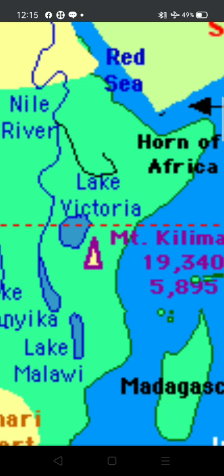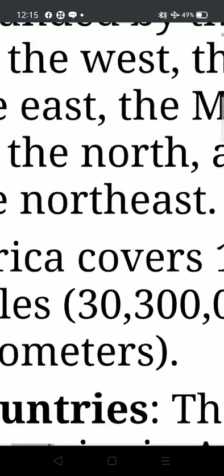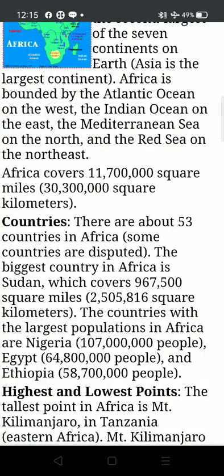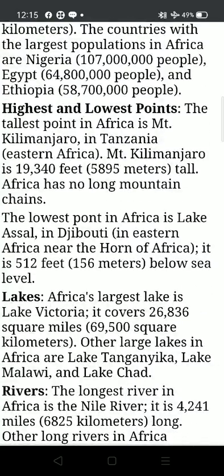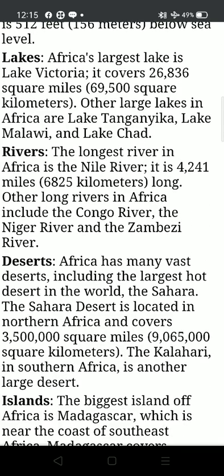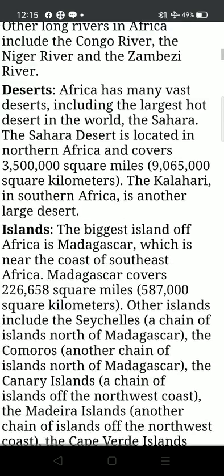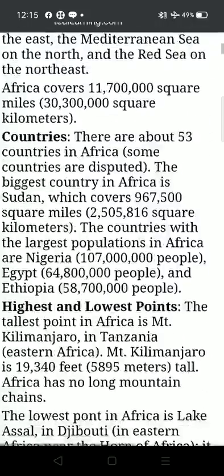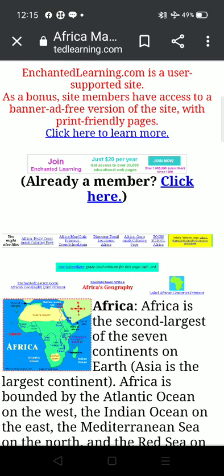Okay, coming to this, deserts and all I told you. The islands, coming to islands, the biggest island is Madagascar. Can you see here? I'll show you first. This, can you see Madagascar? Near the Indian Ocean. Madagascar is the biggest island belonging to the African continent.